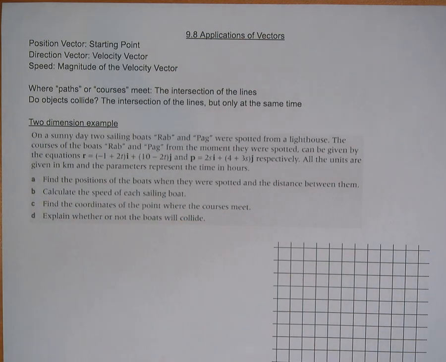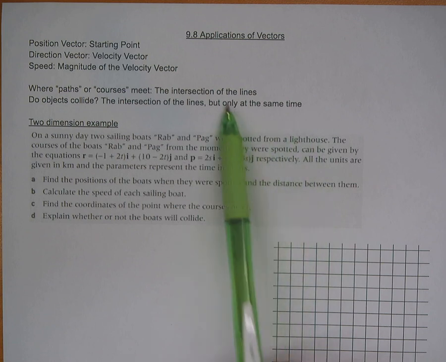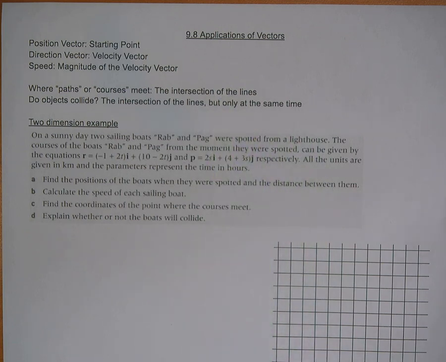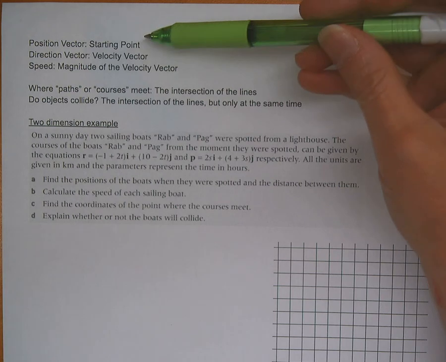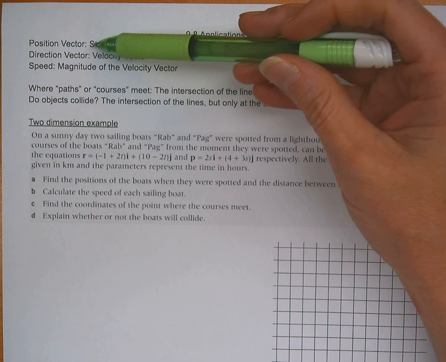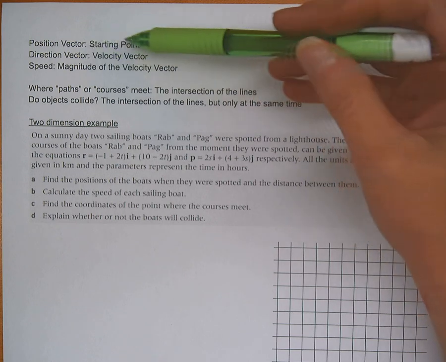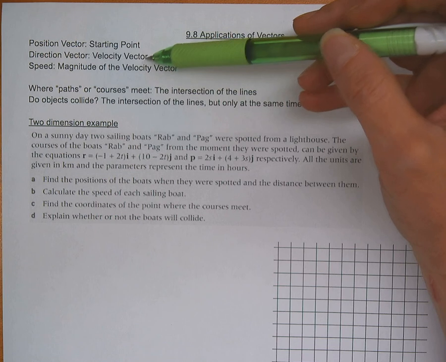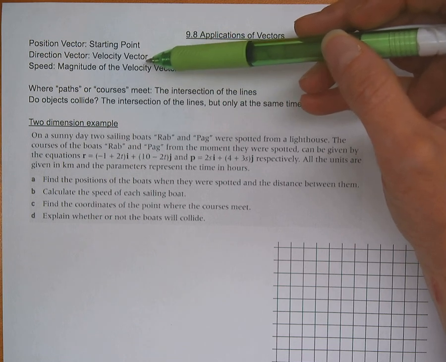So we're going to talk about what parts of the vector equation of a line correspond to what, as well as how we can figure out when paths of things will cross and also when objects might collide. And so we'll look at the designation between that. So a couple of specifics. If we see the position vector of the equation of our line in vector form, the position vector is our starting point. The direction vector is equivalent to velocity.